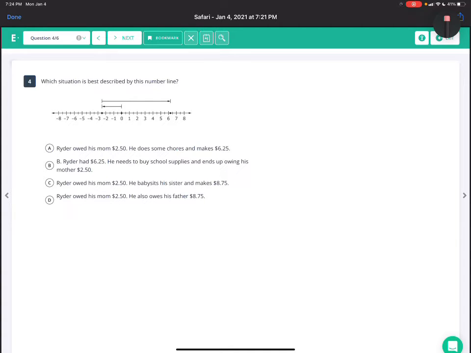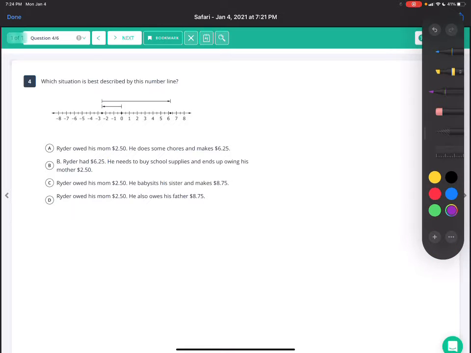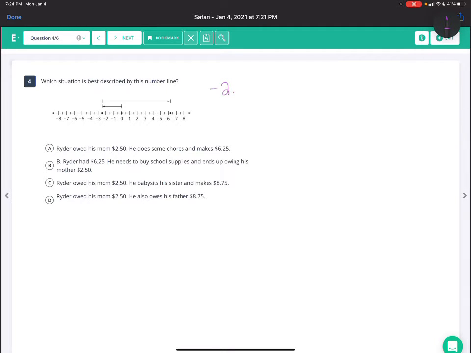The first arrow I see goes to negative 2.5. So I'm going to write down negative 2.5. And what was added, we don't know. We don't know what was added, but we know that it stopped in between 6.5 and 6, which would give me positive 2.5... 6.25.